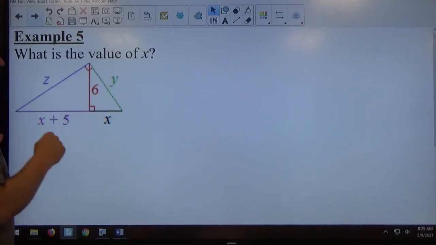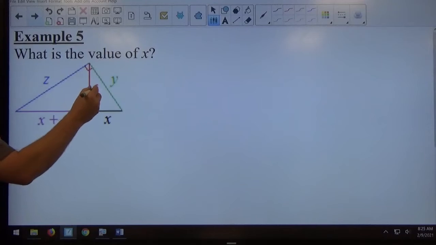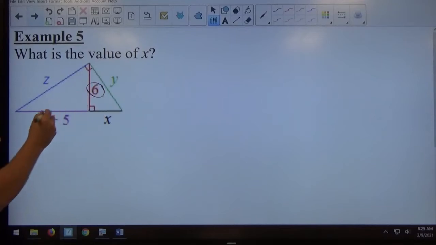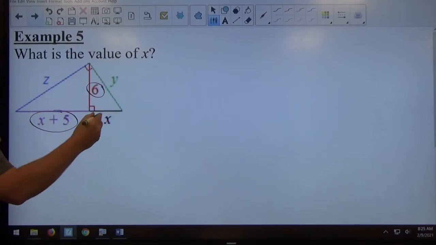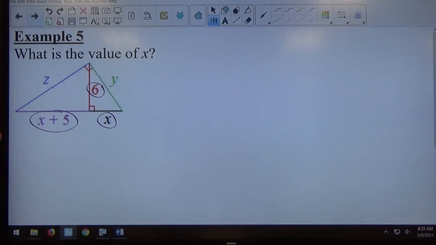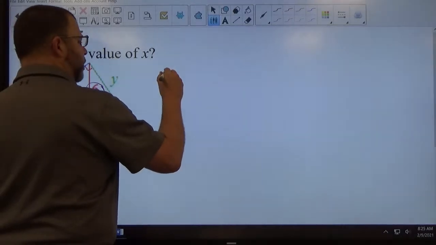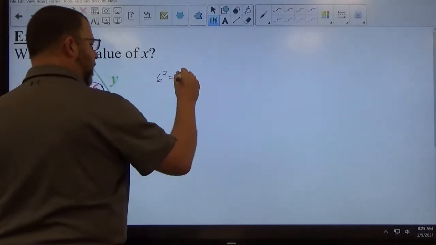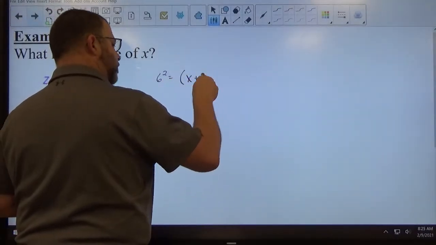And the relationship between the altitude, the 6, and these two pieces, if I apply that relationship, we know that the product of these two pieces equals that number squared, right? So again, if I apply that same rule here, it's going to look like this. 6 squared is equal to x plus 5 times x.